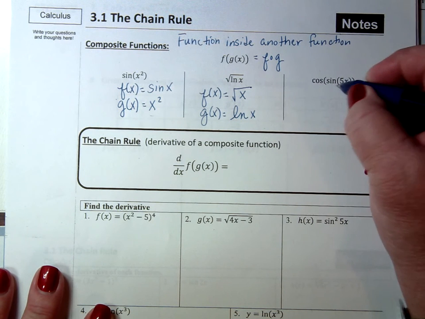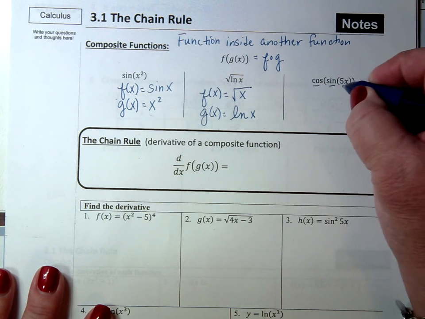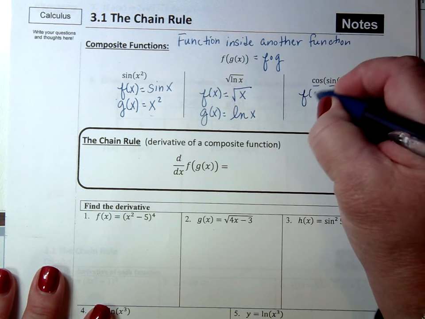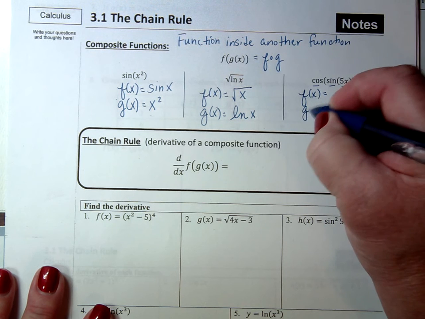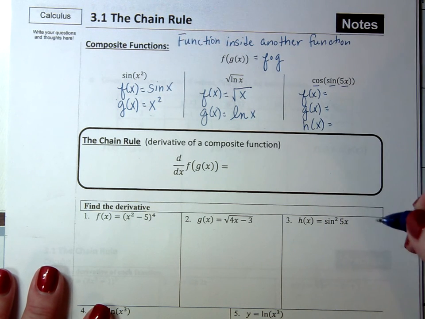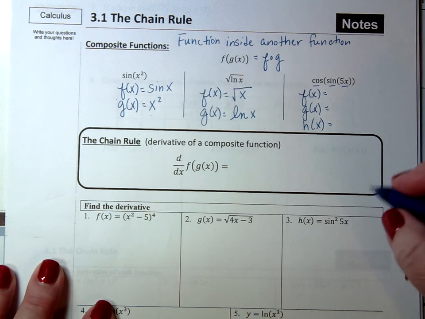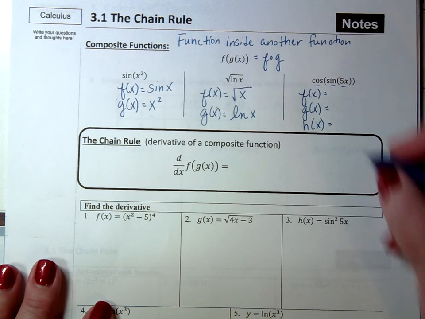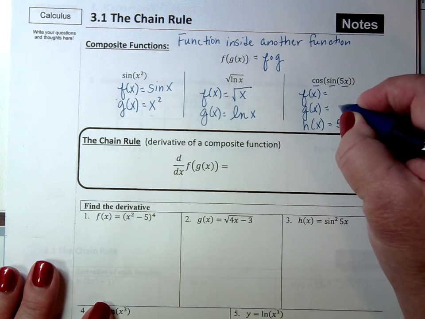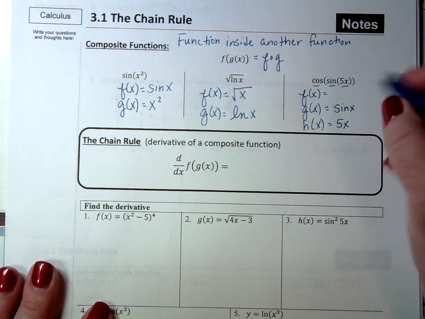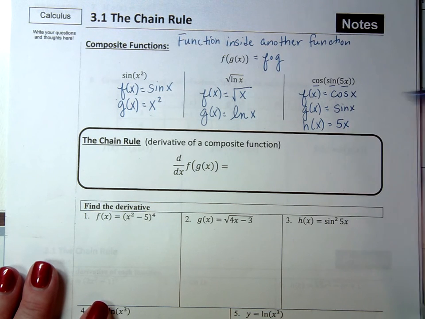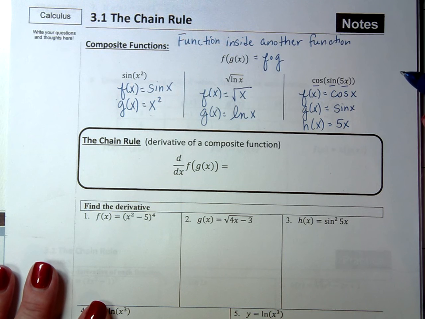But how about this one? This one I actually have three functions. So I'm going to have an f of x, I'm going to have a g of x, and I'm going to say it's an h of x, my third function. So you start from the inside and work your way out. My inside-most function is the 5x, and that's being put into the sine of x, and that's being put into the cosine of x. So again, you work from the inside out.